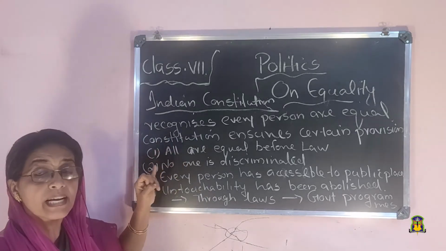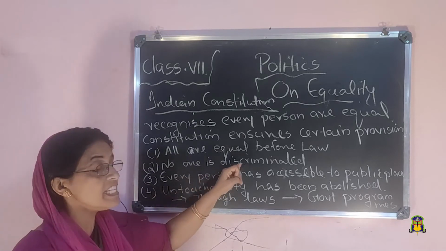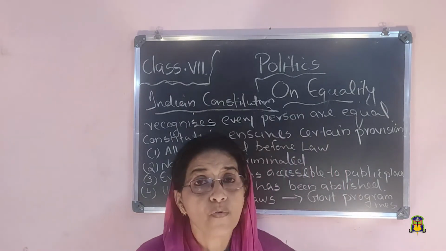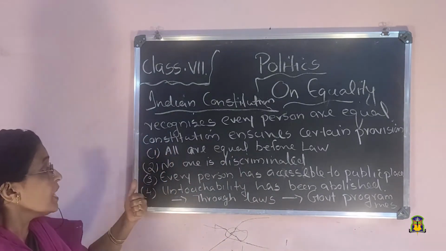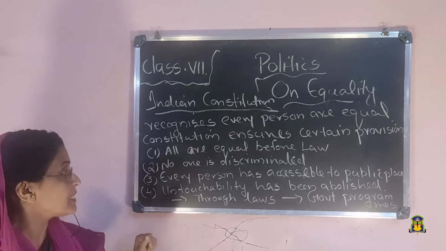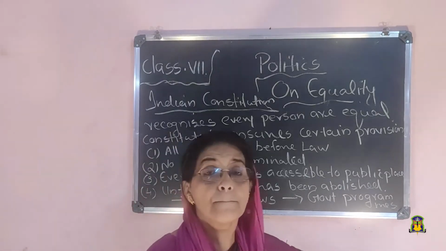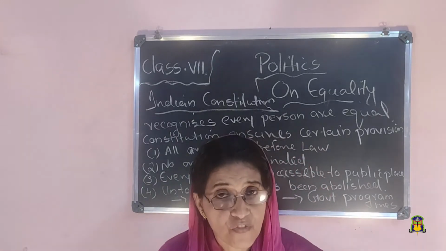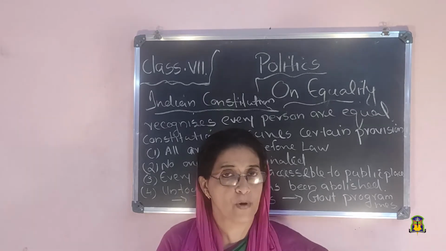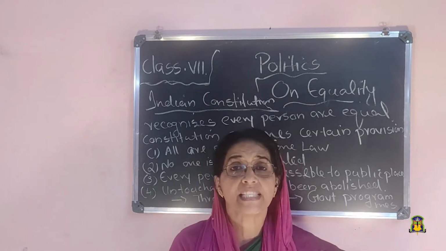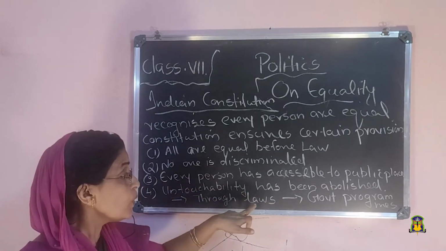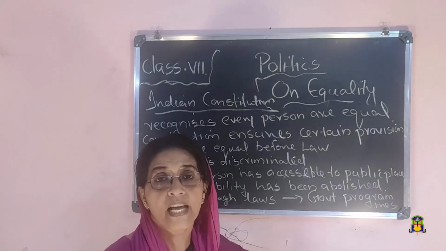The second provision recognized by the constitution is, no one is discriminated against on the basis of their caste, religion, or place of origin. Next one is, untouchability has been abolished. And the last provision is, every person has access to public places. These are the four provisions recognized by the Constitution of India to ensure equality in Indian democracy. In order to implement these provisions, there are two ways used by the government. One is through laws, the next one is through government programs and schemes.